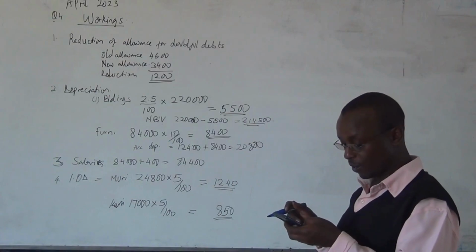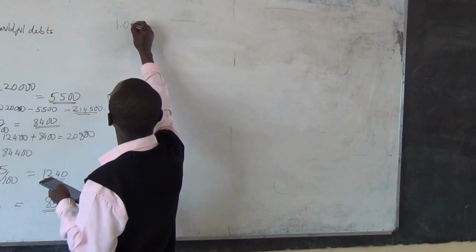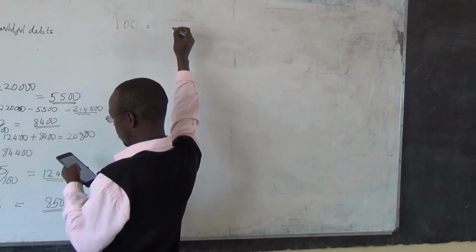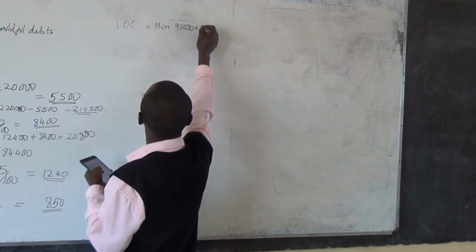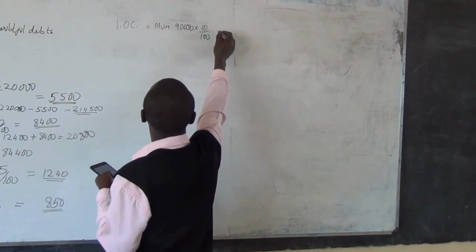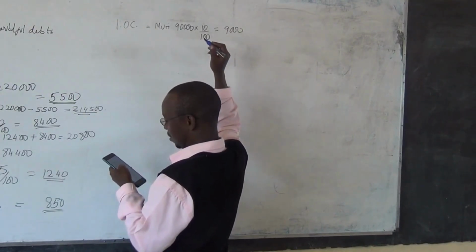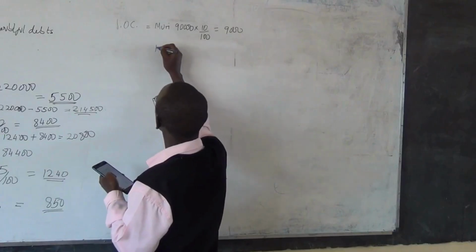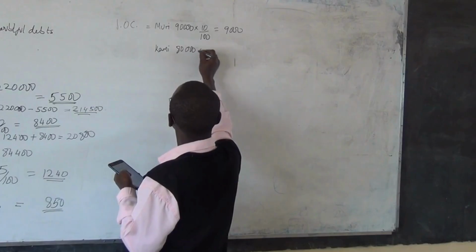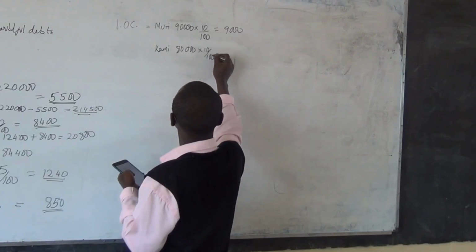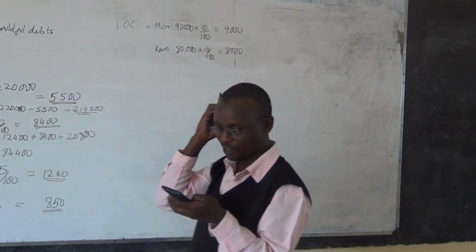Okay, so we are in working number 4, interest on capital. You have Muri, 90,000 times 10%. You get 9,000. Then you have Kami, 80,000 times 10%, 8,000. So here you don't waste time with a calculator, isn't it?